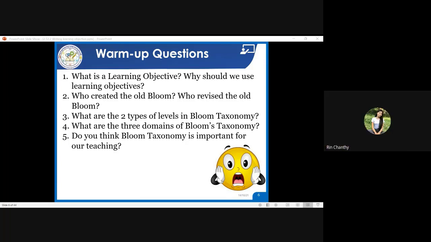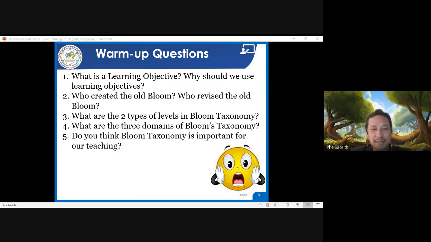Teacher, let me try. We should use a learning objective to prepare before the class. What should we do during the class, like prepare materials, or which methodology we should use for our students? That's all, teacher. Okay, so thank you. How about the others? Have you got any idea on this question?